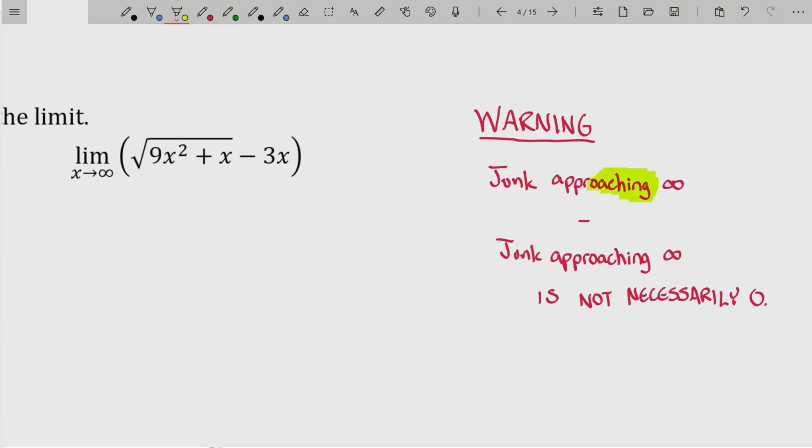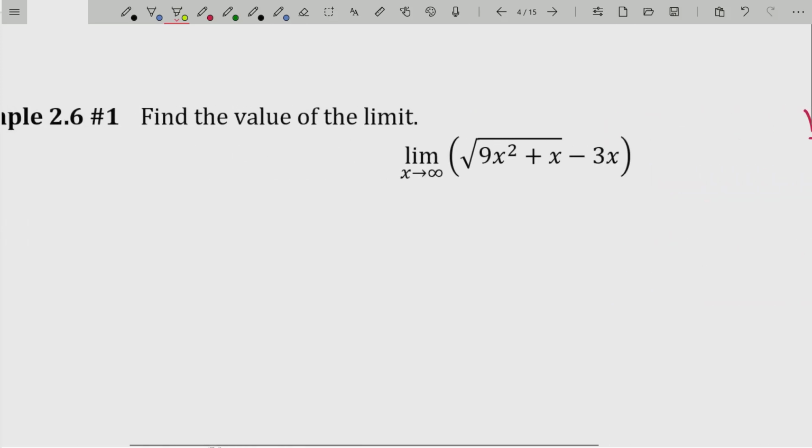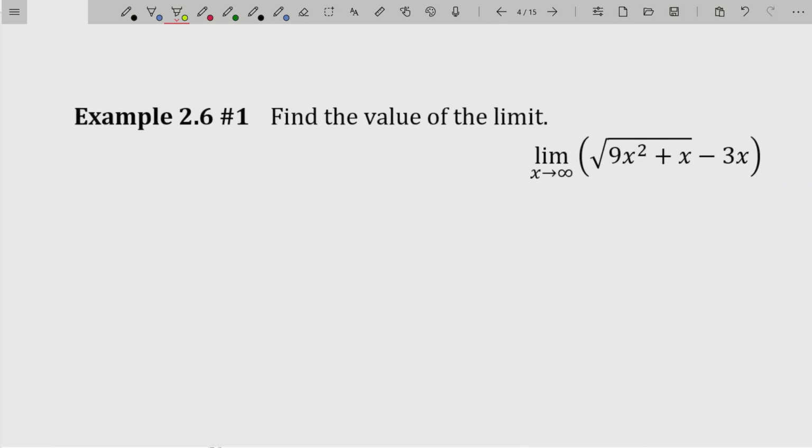Also, I'm going to highlight this word, approaching. Those values are not infinity, they're approaching infinity. One might be approaching infinity faster than the other. Now, I say that warning, and watch, this example will probably turn into 0. That's still okay, because I'm saying it's not necessarily 0, but I'm not saying it's never going to be 0. I'm saying sometimes it's not going to be 0. That's okay. So let's go back to this example.